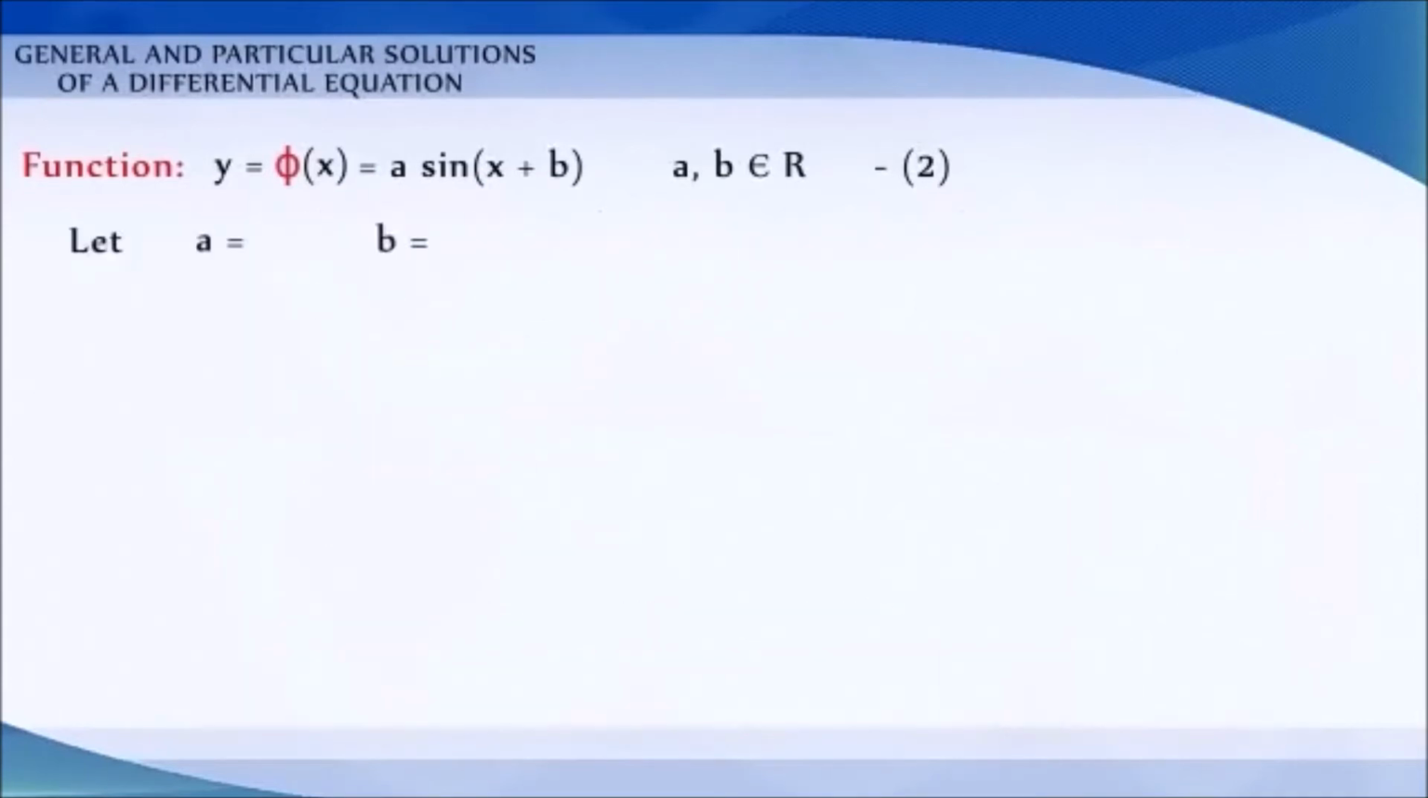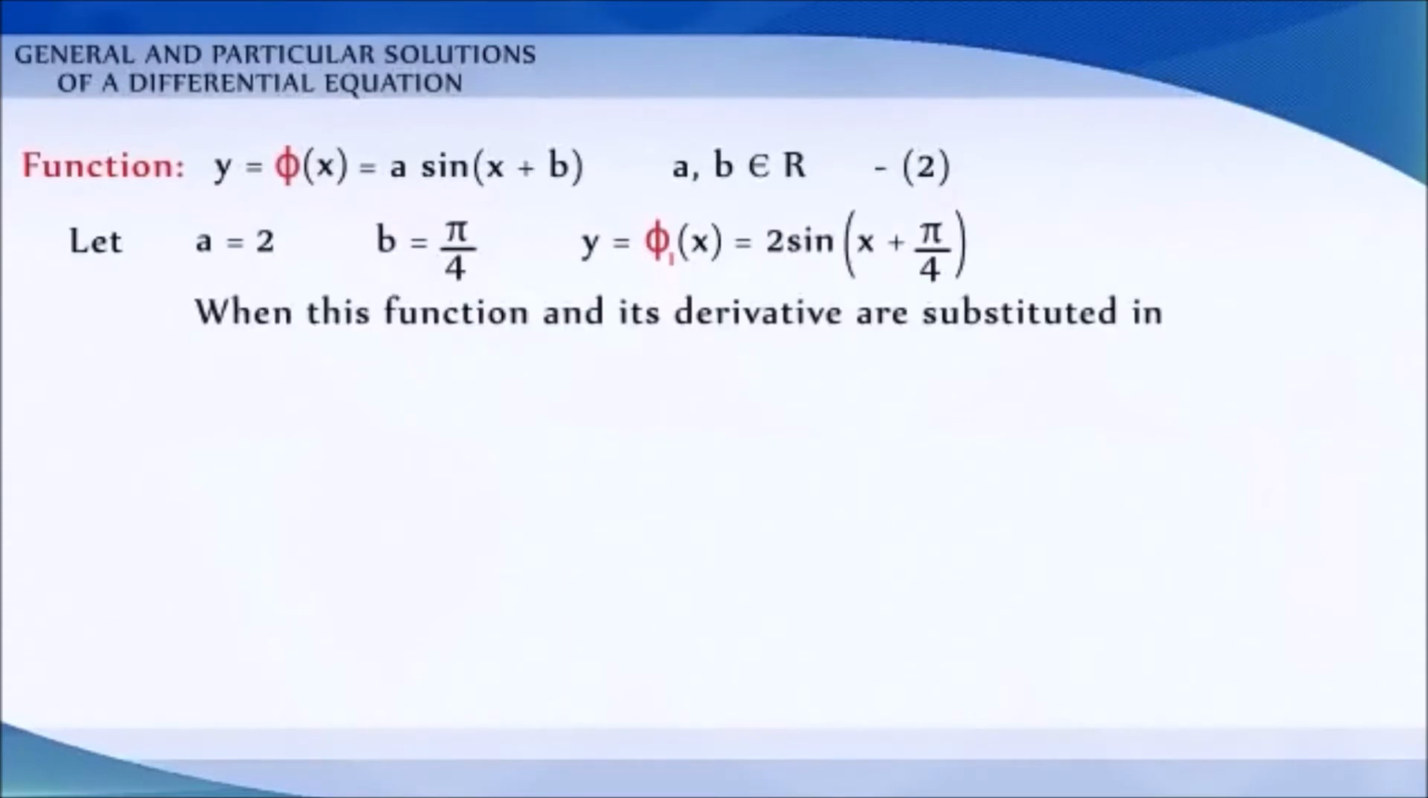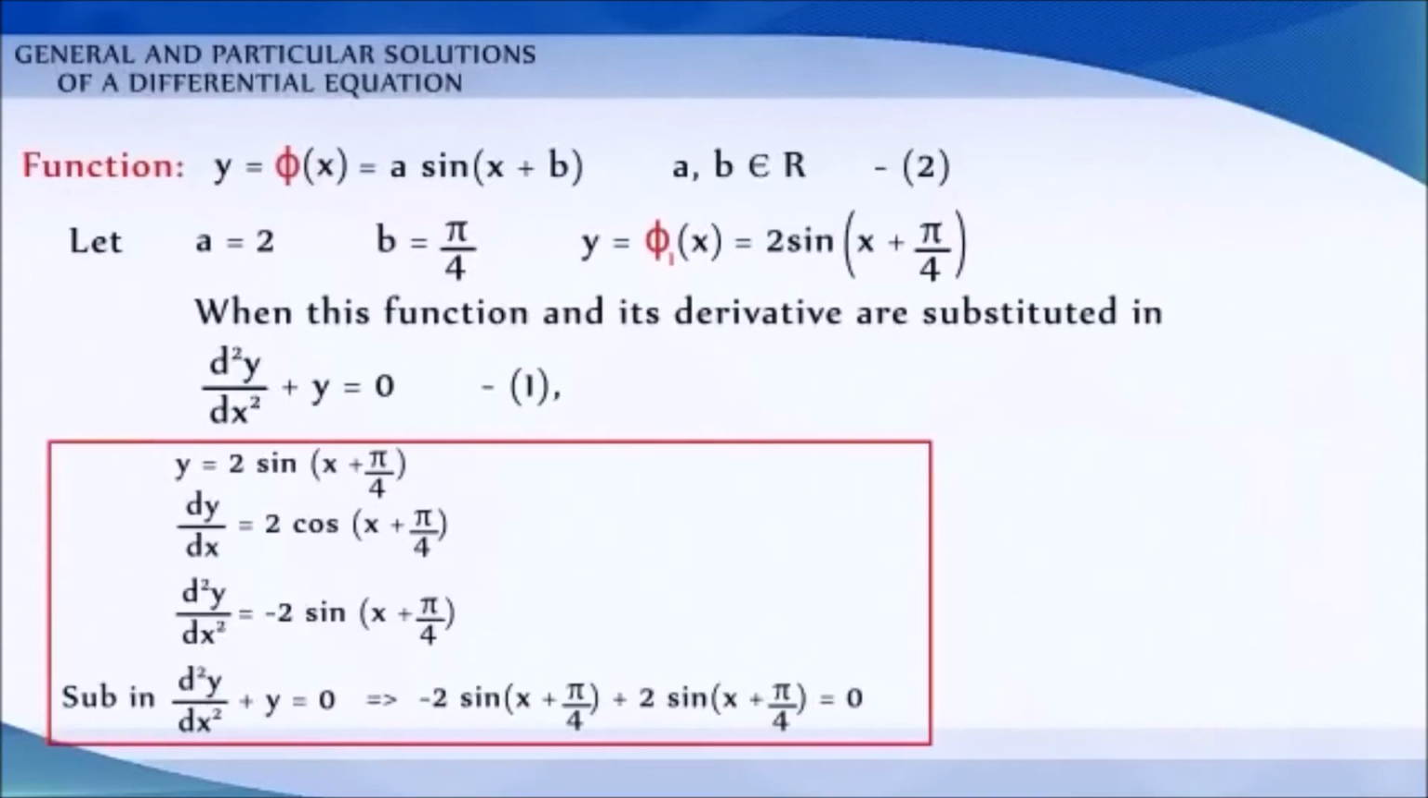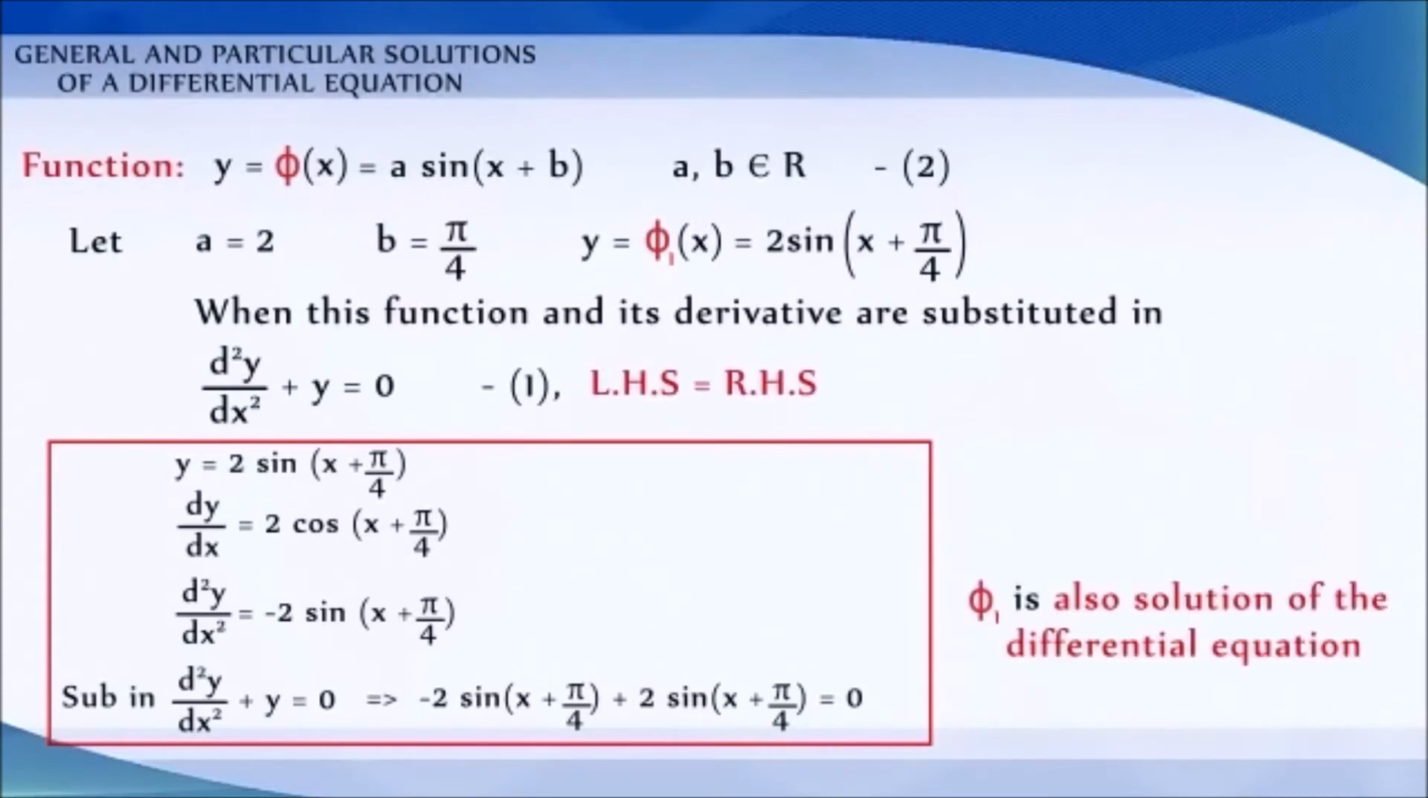Let a and b be given some particular values. Say a is equal to 2 and b is equal to pi by 4. Then we get a function y is equal to phi 1 of x is equal to 2 sin of (x plus pi by 4). When this function and its derivatives are substituted in the equation d square y by dx square plus y is equal to 0, again we observe that the left hand side is equal to the right hand side. Therefore, phi 1 is also a solution of the equation d square y by dx square plus y is equal to 0.